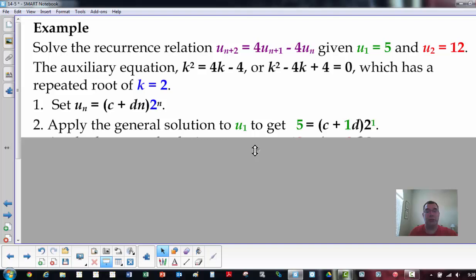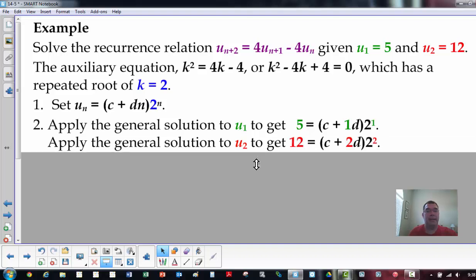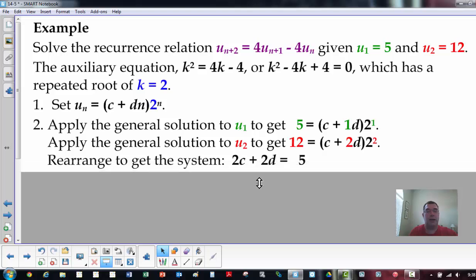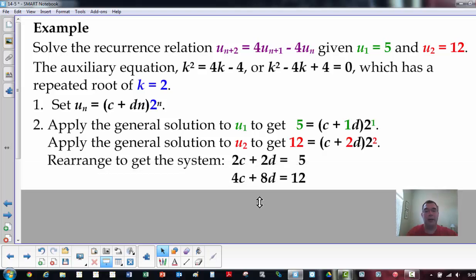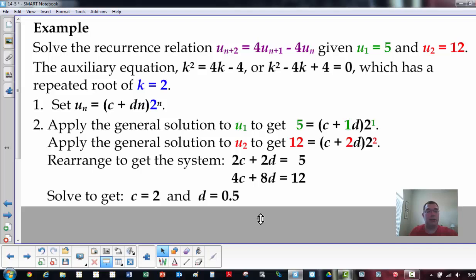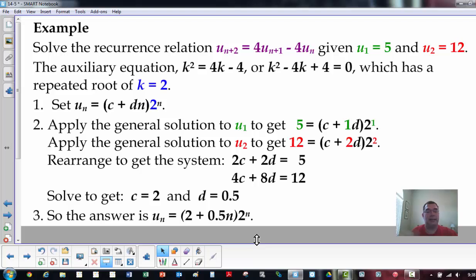Apply that to the general solution. So the first term, 5, is equal to (c plus 1 times d) times 2 to the 1. And u2, the second term, which was 12, is equal to (c plus 2d) times 2 to the 2. I can rearrange that to get this system right here. 2c plus 2d equals 5, and 4c plus 8d equals 12. So the solution is c equals 2 and d equals 0.5. And so I can write the answer as the nth term equals (2 plus 0.5n) times 2 to the n.